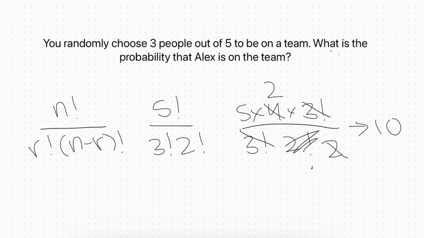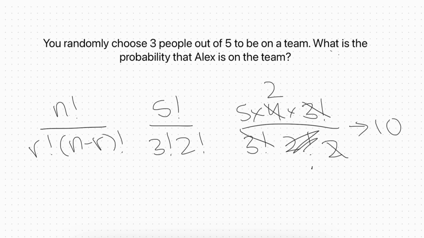Now we want to figure out the favorable outcomes, which will be our numerator. The favorable number of outcomes is the number of teams where Alex is on the team. If Alex is on the team, then 1 spot out of the 3-person team is already occupied, so we only have 2 more people to choose. And how many people do we have to choose from? Since Alex is already on the team, out of the 5 people, 1 person is already on the team, so we only have 4 more people to choose 2 people from.